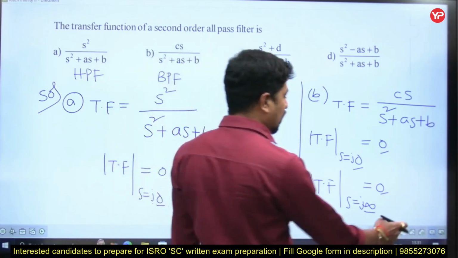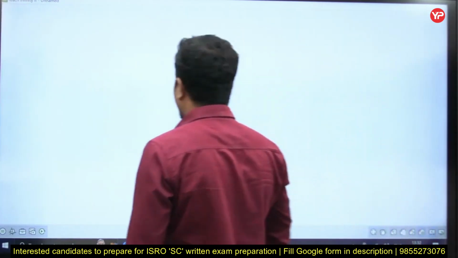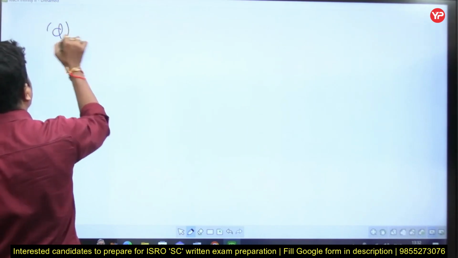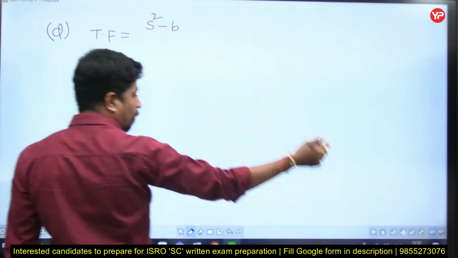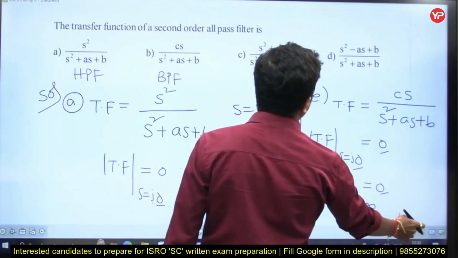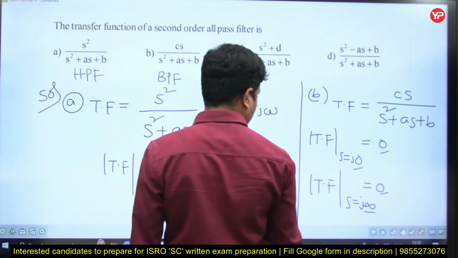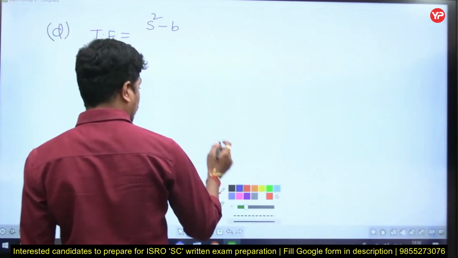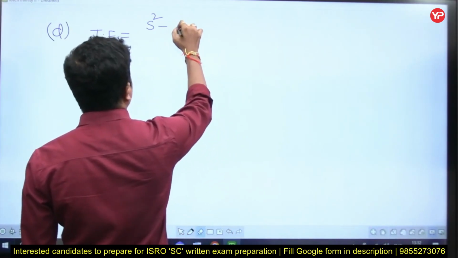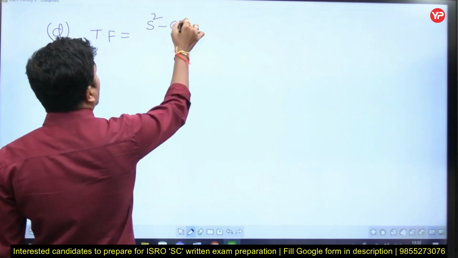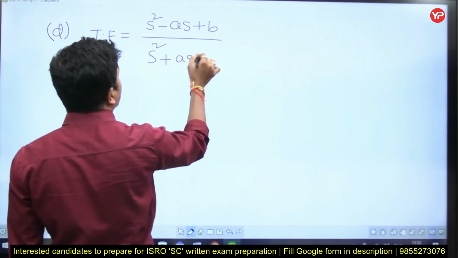Look at option D. Option D is important for us. You can easily conclude which one is an all pass filter. Option D is like this: the transfer function is equal to S square minus AS plus B, divided by S square plus AS plus B.